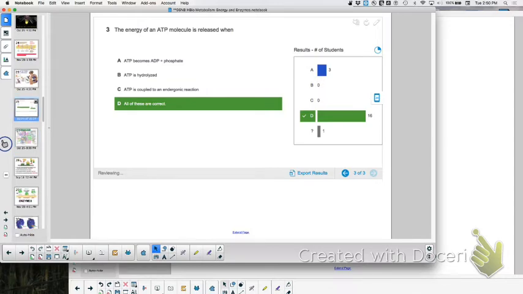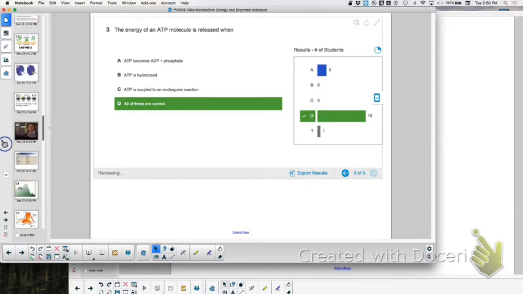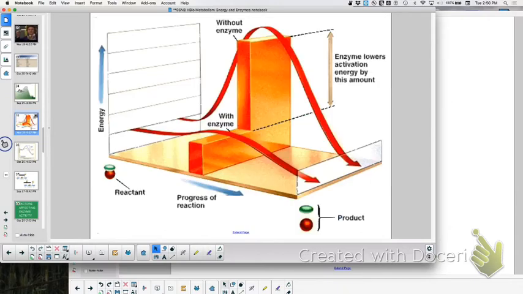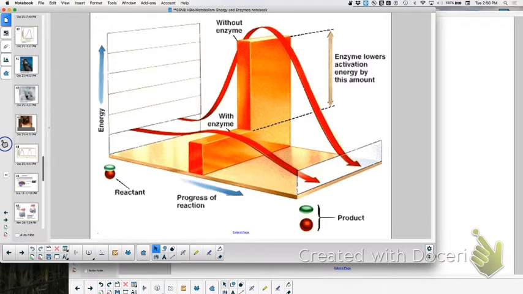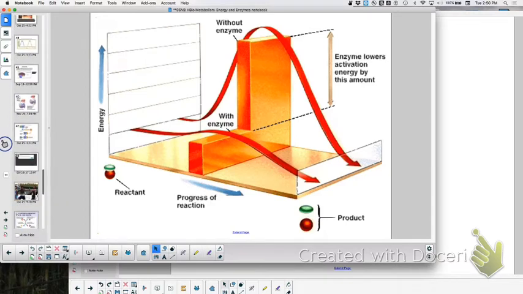Okay, let's try another one. Ooh, you know what we didn't talk about? How enzymes lower the energy of activation. We didn't review that in our review. Let's make sure we know that. Enzymes lower the energy of activation and make the reactions more likely to occur. That's why they speed up reactions. We never said that as its purpose. That's kind of key. Here we go.